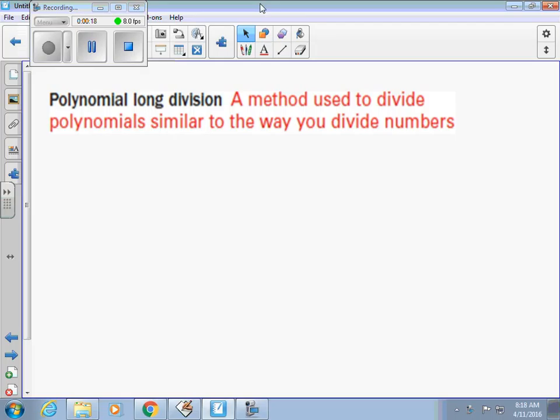Two definitions to start. First one is polynomial long division. I just want you to pay attention to what this says. We're not going to use polynomial long division. I'm going to show you why in just a minute. But polynomials, you know what that means. That just means more than one nomial, poly, more than one term in it. And then you know what long division is. That's that thing that you quit doing as soon as you learned how to use a calculator. So I'm going to show you a way where we can quit doing it before we even start.